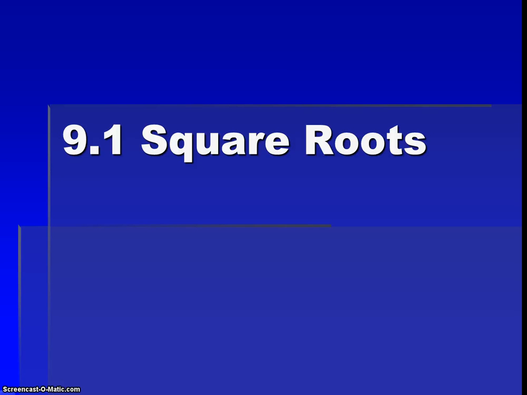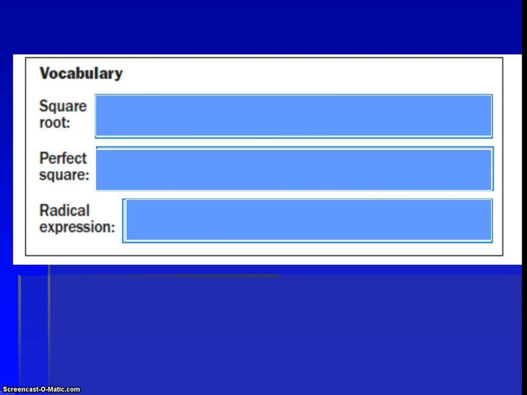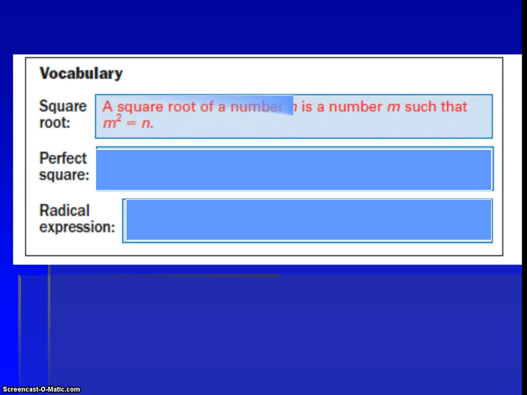Lesson 9.1, Square Roots. A square root of a number n is a number m such that m squared equals n. We use this symbol to represent square roots. It's called a radical.